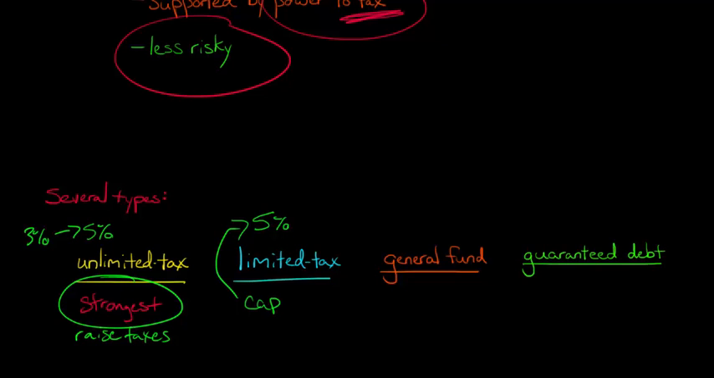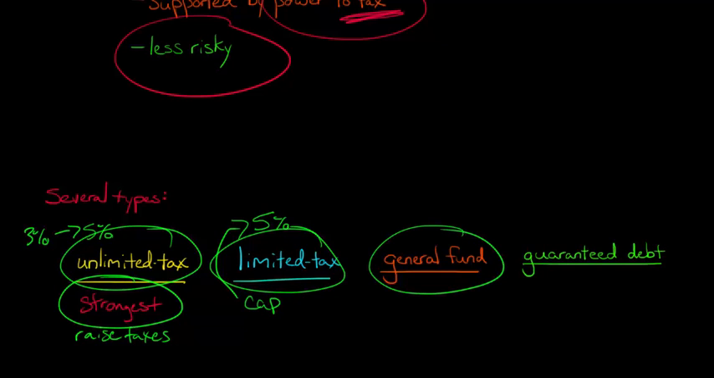Now, with general fund, this subtype of general obligation bonds, you're not even saying, look, I'm promising you that I will raise taxes if necessary, right? So here, unlimited tax, you're saying I'll raise it whatever amount I need to pay the debt. Limited tax, you're saying I'll raise it, but only up to 5% or whatever the limit is. General fund is, you're making no promise to raise the tax whatsoever. So I'll just put no promise to raise tax.